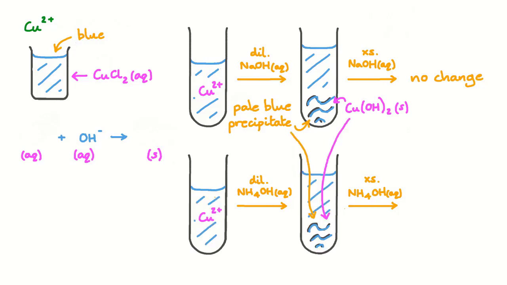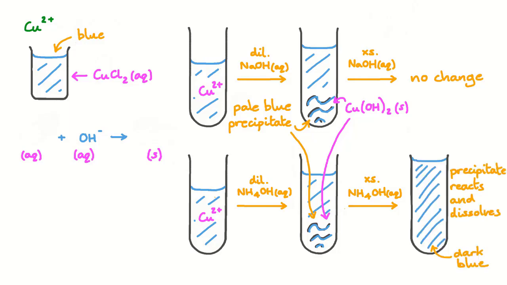Adding dilute ammonium hydroxide instead will produce the same pale blue precipitate of copper 2 hydroxide. However, in an excess of ammonium hydroxide, the precipitate reacts, dissolves, and the solution turns a darker blue. Our ionic equation for the production of the initial precipitate is simply Cu2+ plus 2OH- react to form Cu(OH)2. Again, we're not going to focus on the nature of the product when the precipitate dissolves.